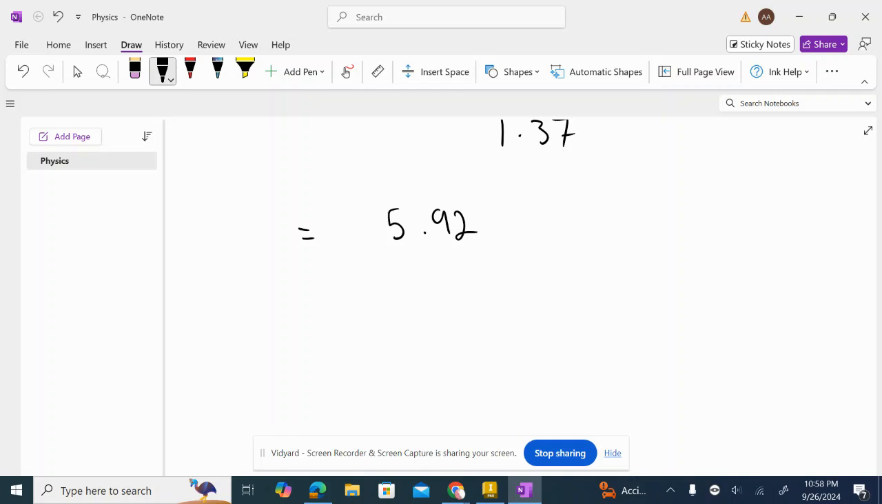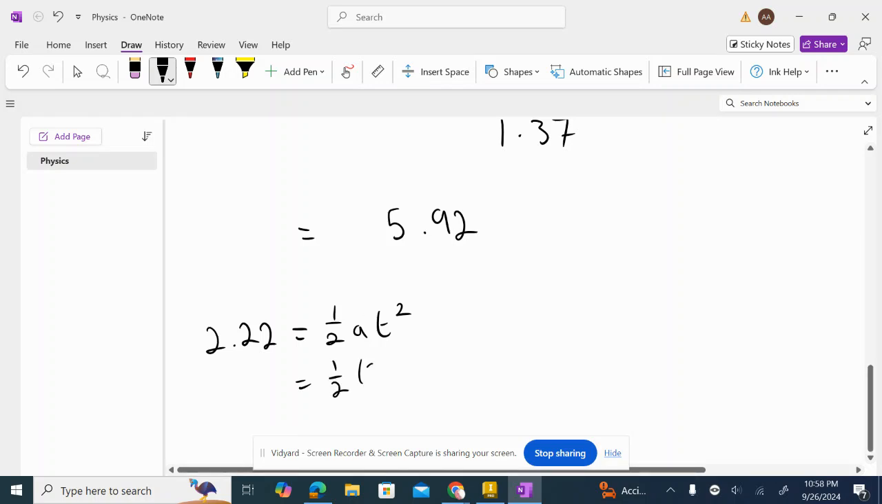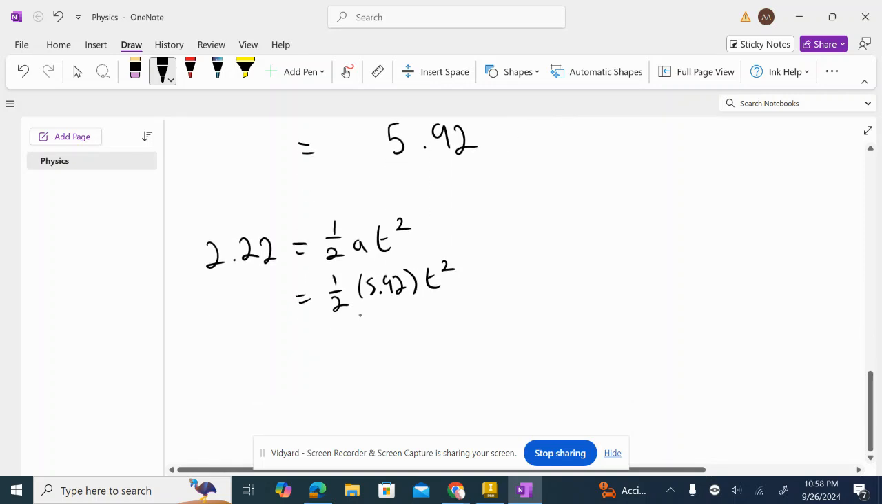You go ahead and you plug that in. When you plug that in, you want to plug into the equation over here, which again was 2.22 is equal to 1/2 A T squared, which is now going to equal 1/2 times 5.92 T squared, which is eventually going to equal, I think it was 0.98, 0.985 is equal to T. Just simple rearrangement. And yeah, that's how you do it.